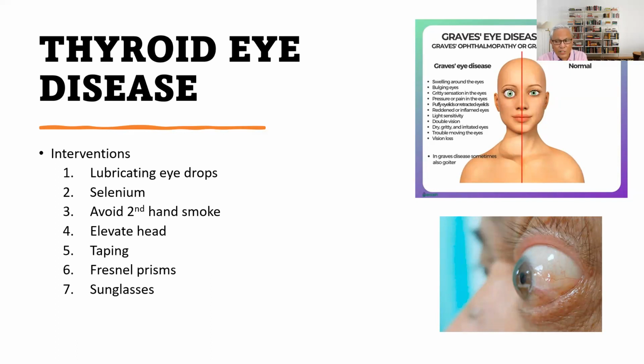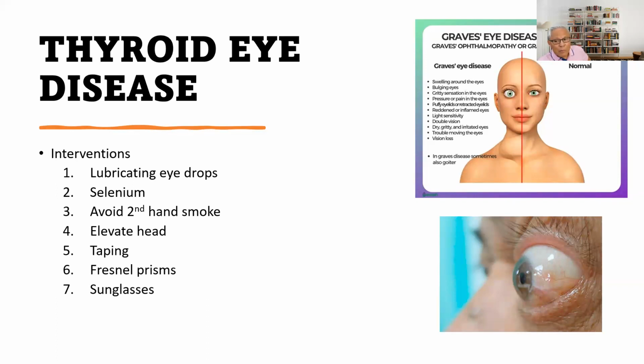Third, they need to avoid secondhand smoke. Secondhand smoke causes inflammation of the cornea and therefore disrupts the balance of the eye's tearing mechanism. And therefore, that's also very important. Elevating the head. Just as you'd prop up a swollen ankle on a chair when it's inflamed, elevating the head can help ease the swelling that is associated with thyroid eye disease.